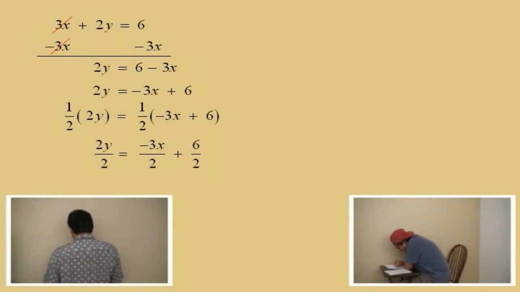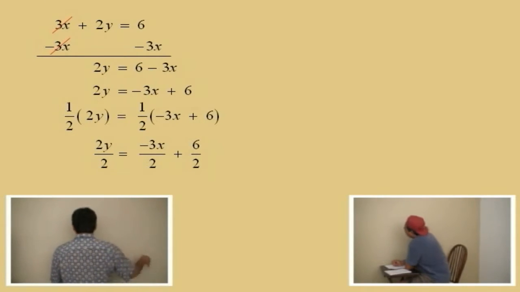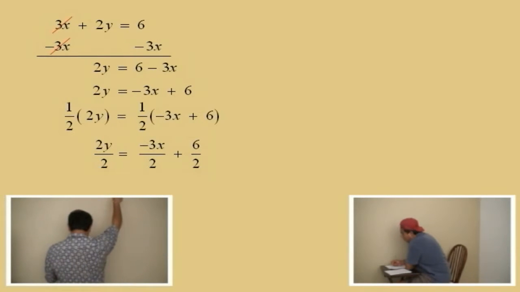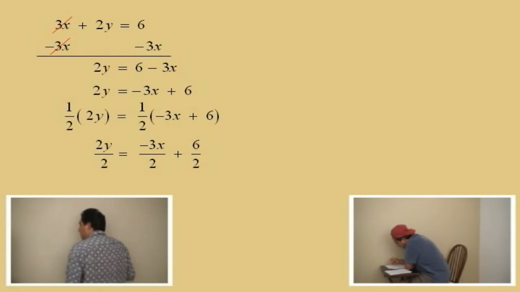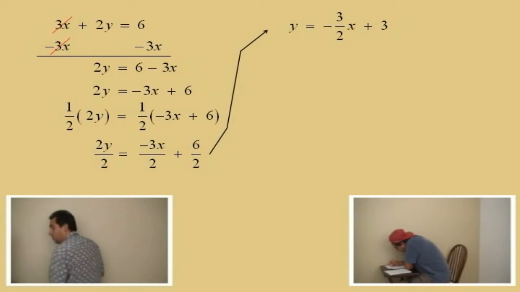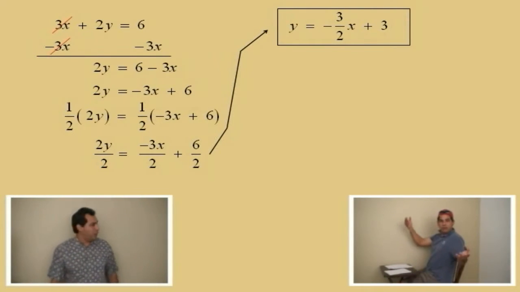Okay, Charlie, so now, what happens now? Can you tell me what y equals? Negative 3/2x plus 3. Very nice, Charlie, that's it. You just circle your answer and you're done. See, that's not too bad, is it, Charlie?